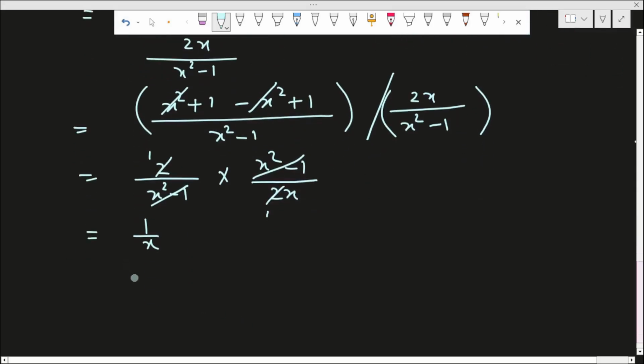Hence the required value. Therefore sec theta minus 1 by tan theta, that is 1 by x.